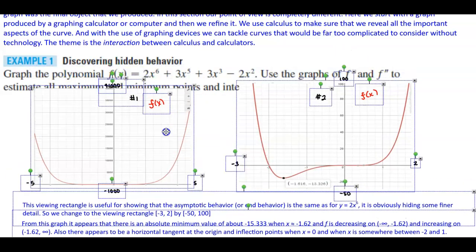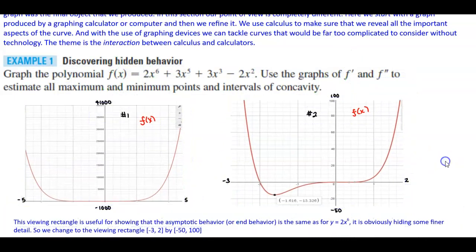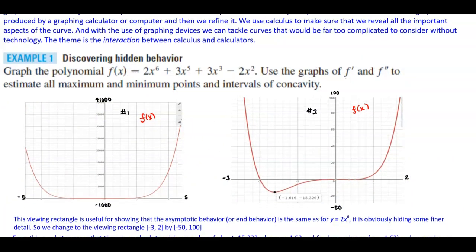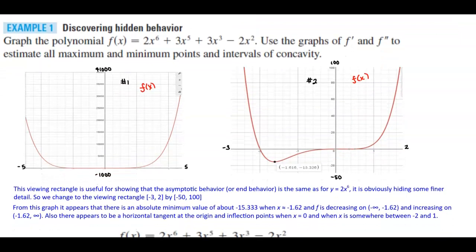So I'm going to post here our graph. I went ahead and graphed this on Desmos, which you can do. First look at the first graph here, number 1. I put the function into Desmos, and we get this graph where the x-axis in the viewing rectangle is between -5 and 5, and from -1,000 to 41,000.